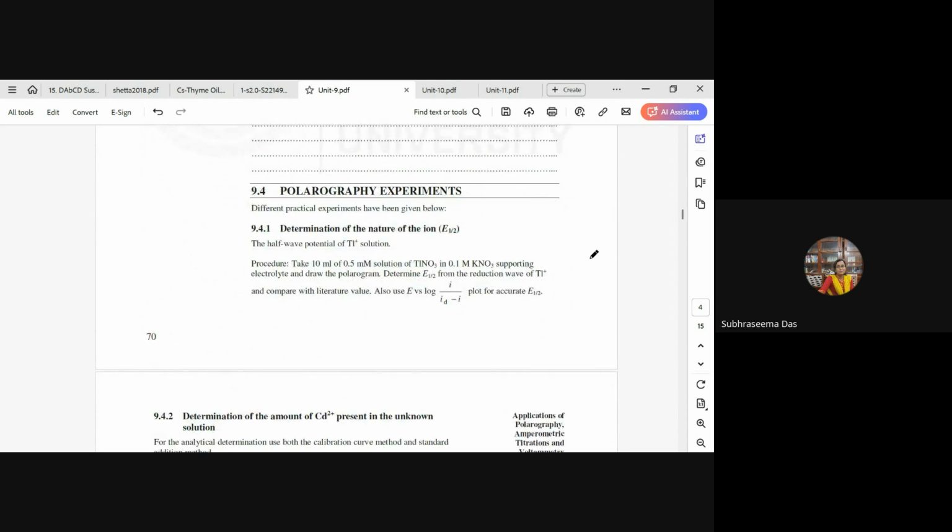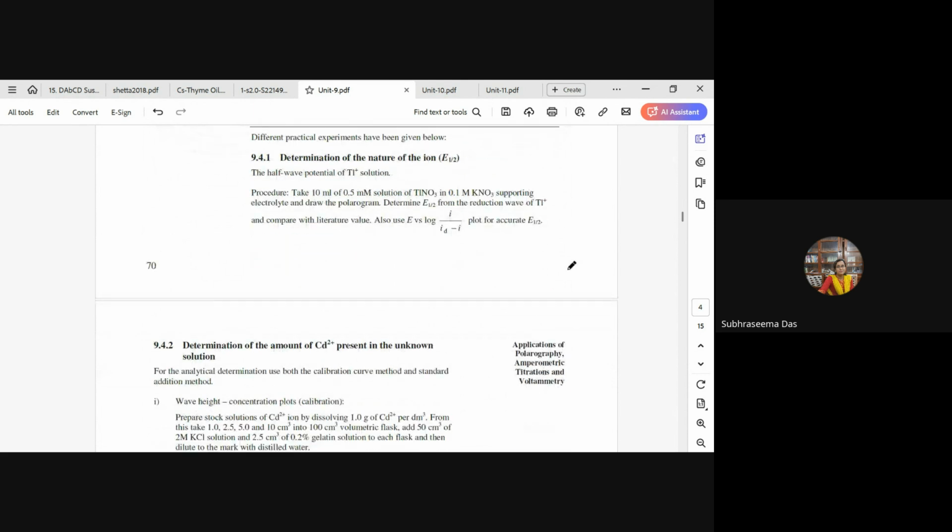Now coming to polarography experiments. First is the determination of the nature of the ion, that is the E half. So the half-wave potential of thallium plus ion we will determine by polarography. Here the procedure involves some simple steps.